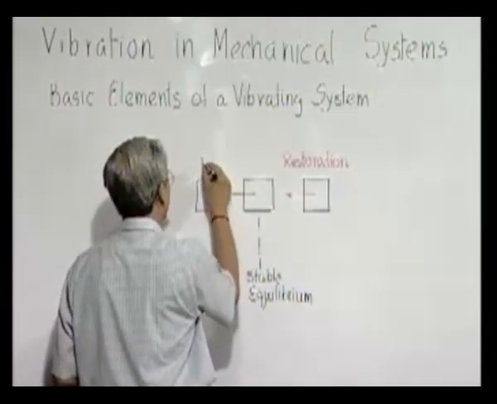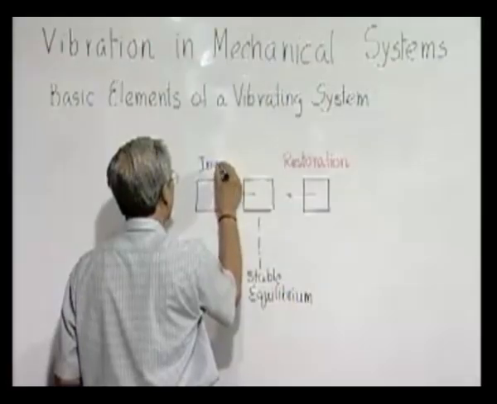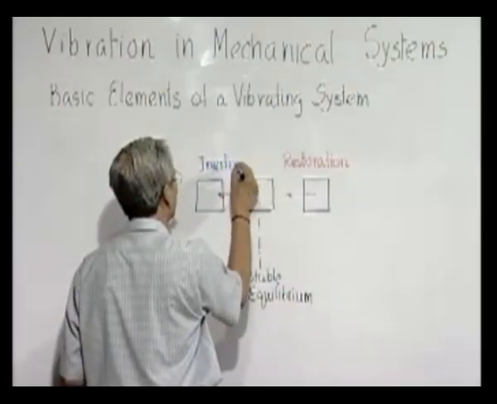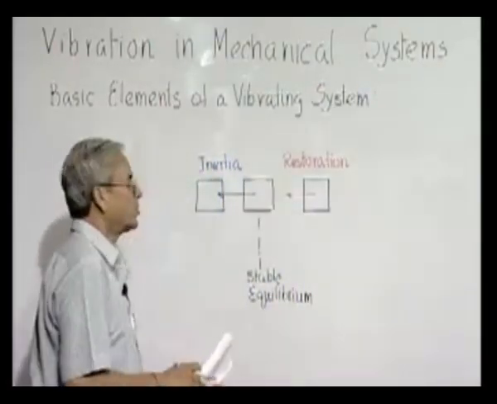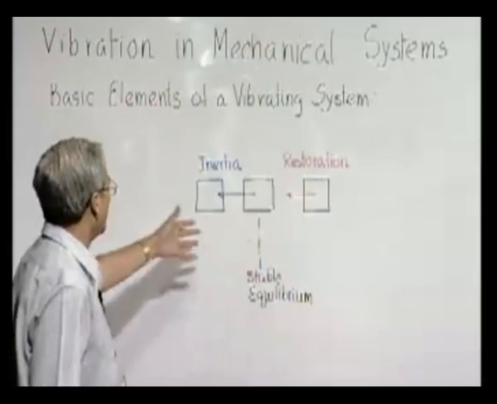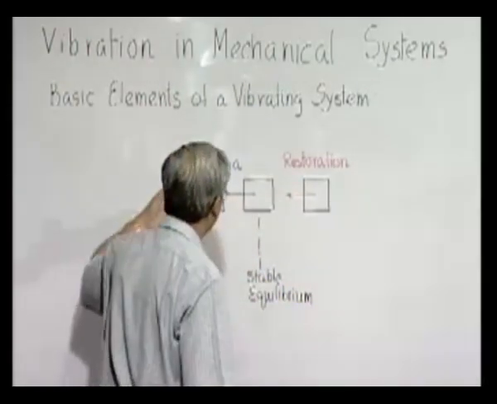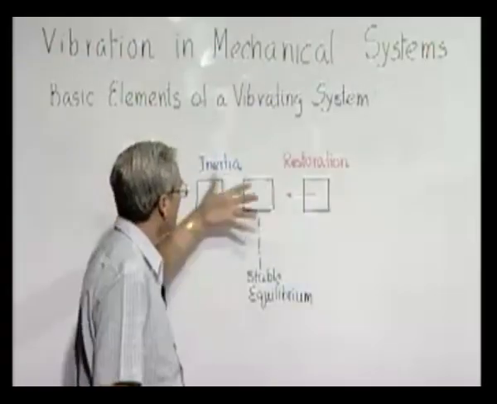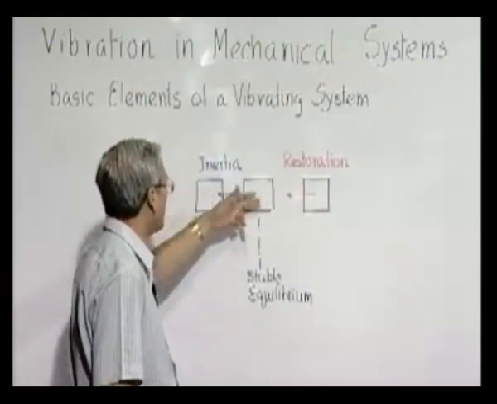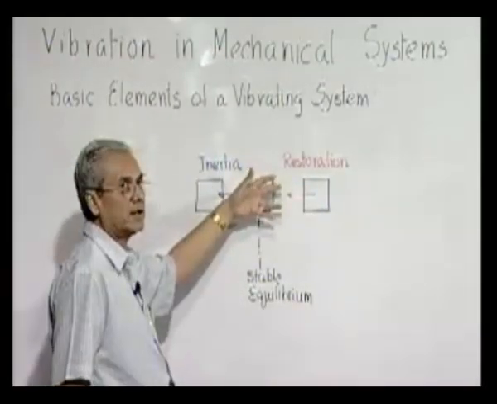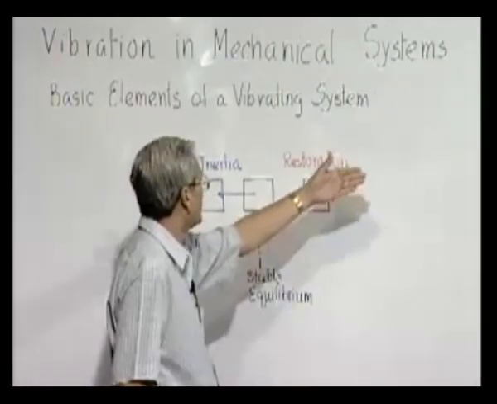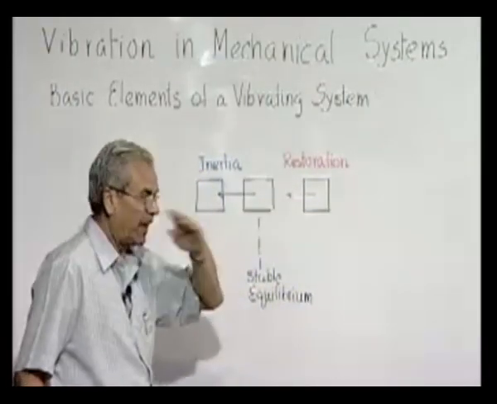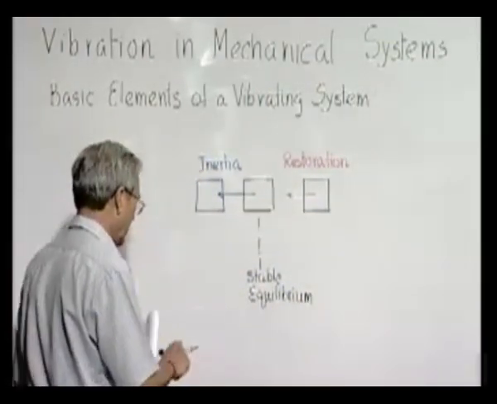And without inertia, it will not overshoot. But as it overshoots, obviously restoration starts acting on it in the opposite direction. So it will gradually come to a stop and come back to this position. But when it comes here again, it has a velocity and it will overshoot and go to the other side. And this keeps on happening, just like a pendulum.